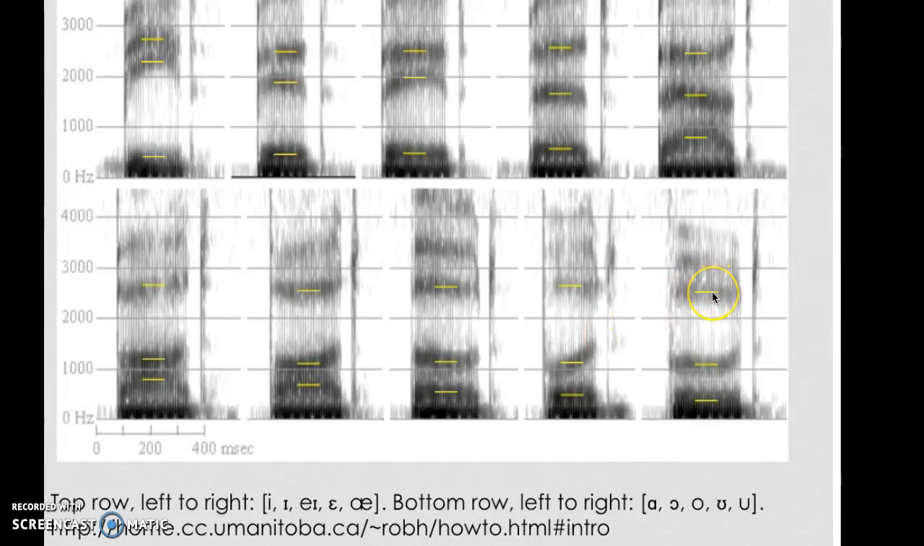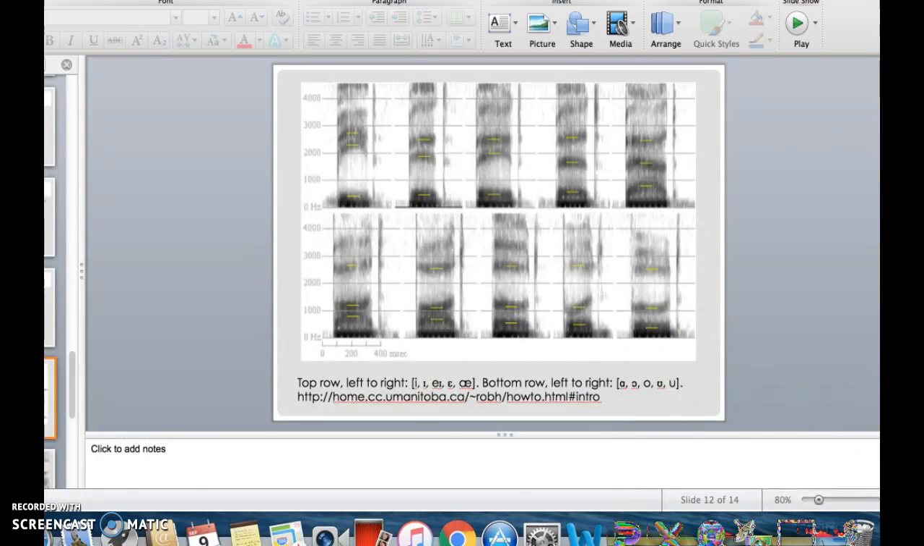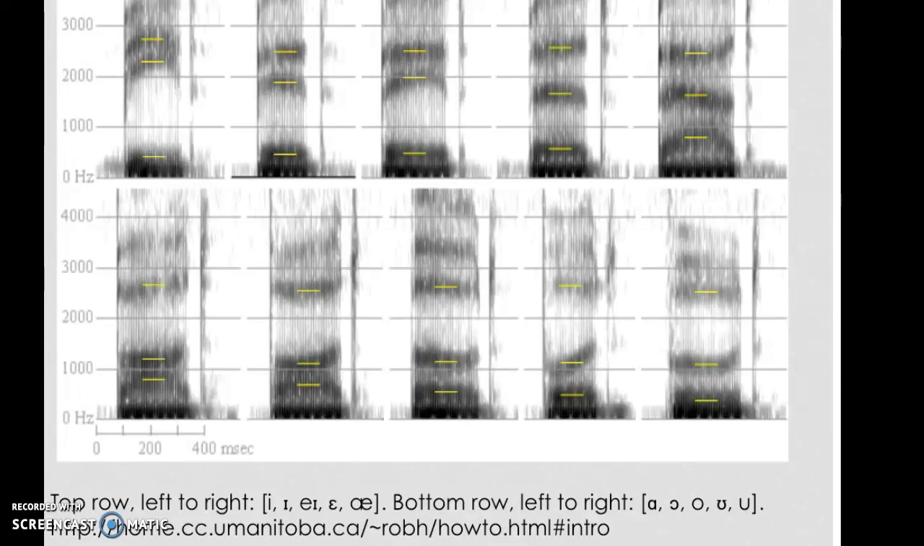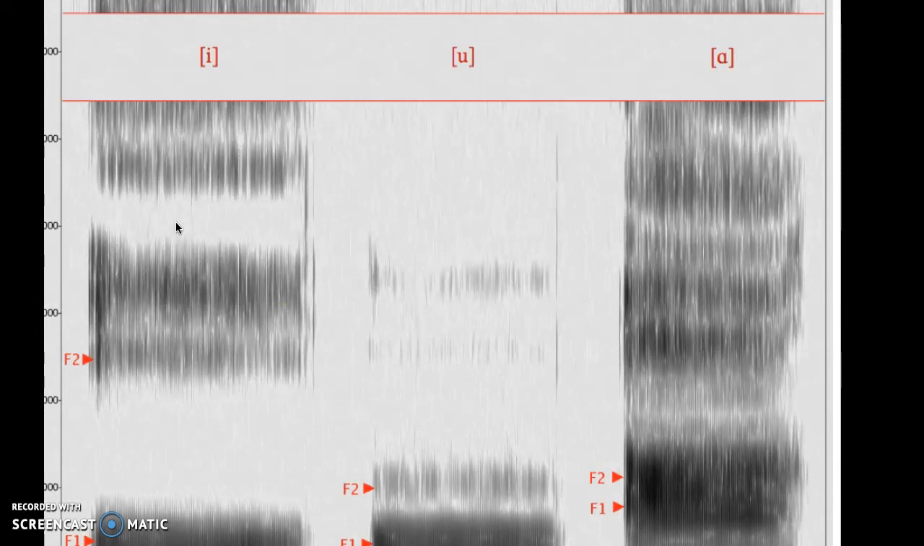And then oo has a fairly high second formant, and the third formant remains fairly high for oo. But I am pulling my lips out, so that's going to lower the overall frequency. So what we're seeing here is spectrograms that are showing you the enhanced energy bands for the vowels.